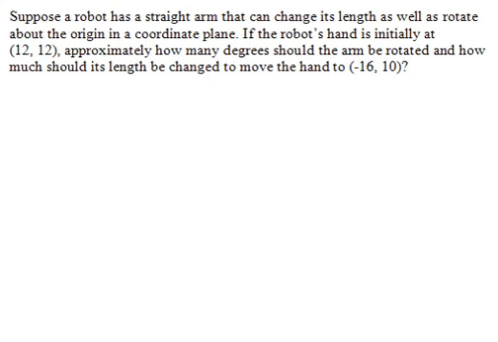Suppose a robot has a straight arm that can change its length as well as rotate about the origin in a coordinate plane. If the robot's hand is initially at (12, 12), approximately how many degrees should the arm be rotated and how much should its length be changed to move the hand to (-16, 10)?